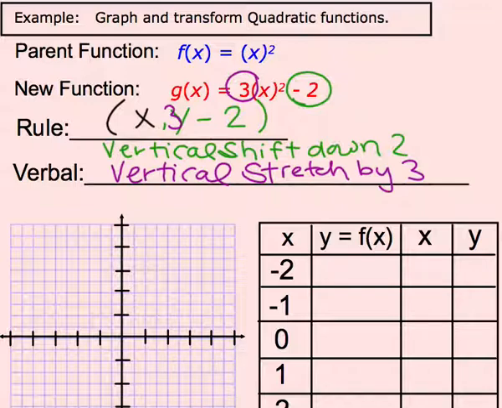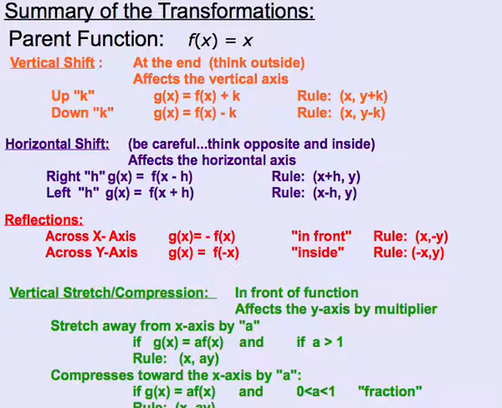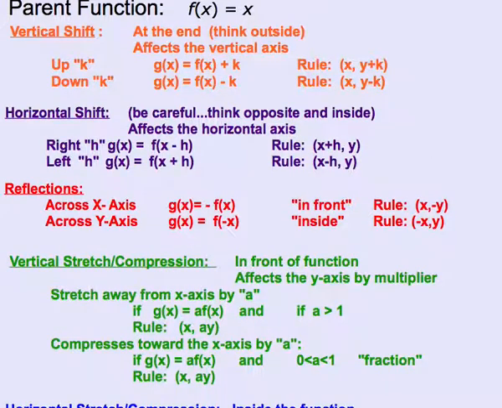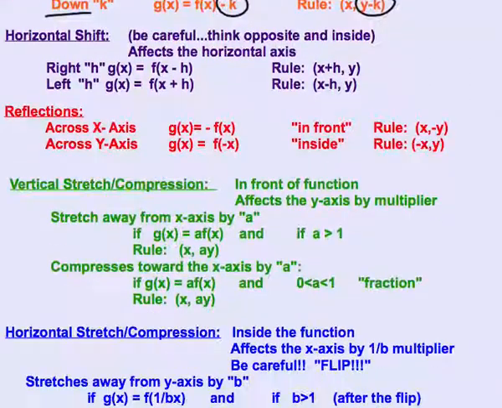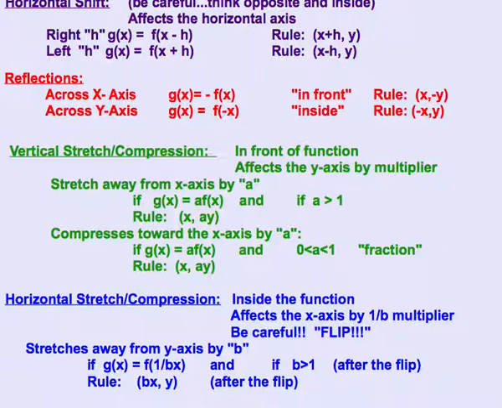So again, if you want to look back at your chart here, the first thing we noticed, it was a minus. So that shifts it down. And we're subtracting all the y values by that k. The other thing was in front of the function, it was a number greater than 1. So we're going to be multiplying all those y values by that multiplier of a, and it's a vertical stretch. So there's where we got those two things from.